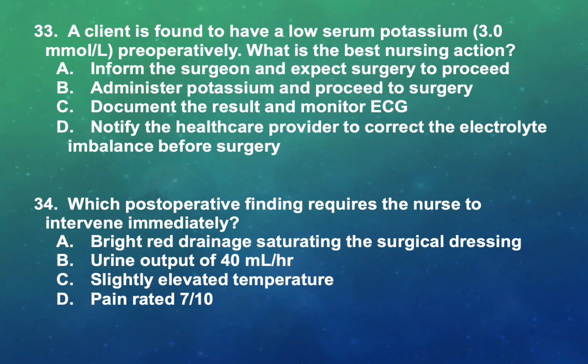34. Which post-operative finding requires the nurse to intervene immediately? The correct answer here is A. The presence of bright red sanguineous drainage that saturates a surgical dressing on the first day after surgery indicates active arterial or rapid capillary hemorrhage. This is an acute complication that can lead to hypovolemic shock, requiring immediate pressure application with vital sign assessment and notification of the surgical team. That's 34, answer A.